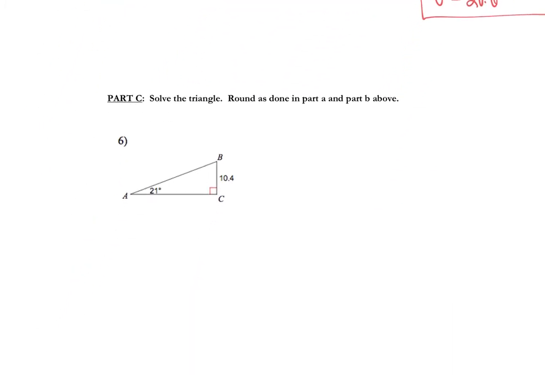Last problem here. We are solving the triangle. Solving the triangle means to find all sides and angles. For us, I'll just ask you to find the missing sides and missing angles. So I have this angle here, this opposite side, and I know this angle is 90, I'll be able to find angle B by subtracting 90 and 21 from 180. So that's going to be the first thing that I find.